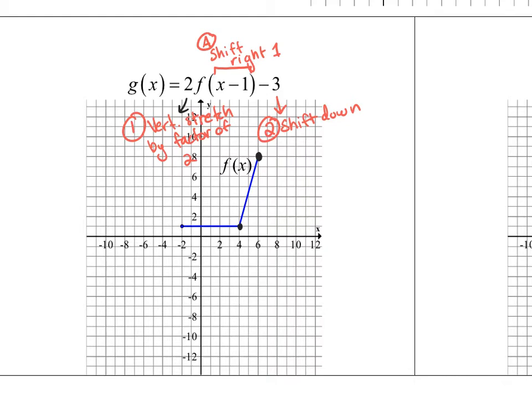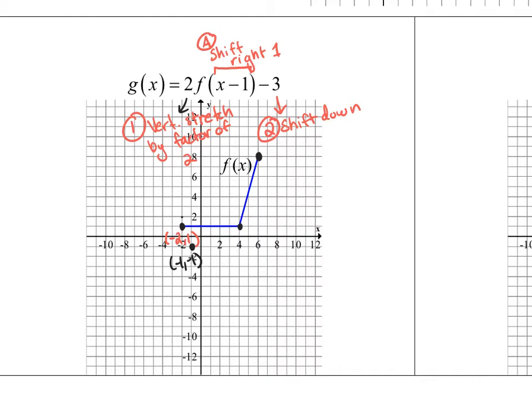I'm actually going to move my label down below. So (-2, 1). Stretch it vertically by a factor of 2. That only changes the y value, so double the y value. That would take you up here. Then shift down 3, so now I'm going to count 1, 2, 3, and then shift right 1. So here's my new ordered pair, (-1, -1).